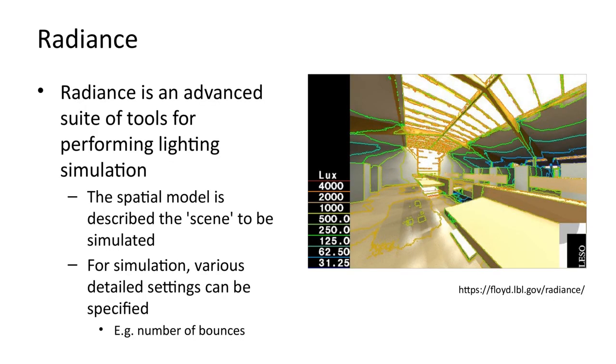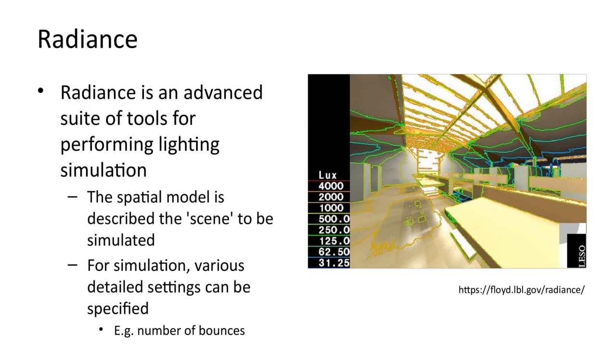Radiance is an advanced suite of tools for performing lighting simulations. These tools can be used to perform highly detailed lighting simulations that can take many hours to complete. The inputs to the simulation require various datasets. The spatial model describes the scene to be simulated. A specific spatial representation is required that focuses on the requirements of lighting simulation. This is a text-based representation called a RAD file.